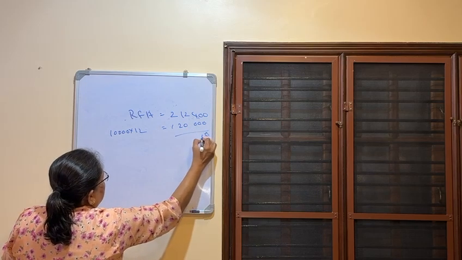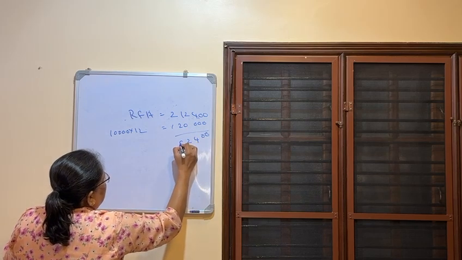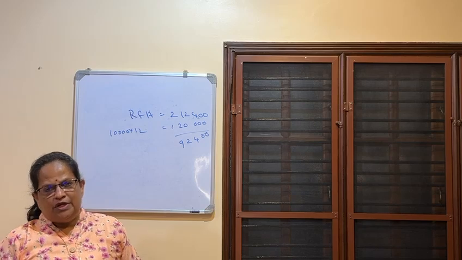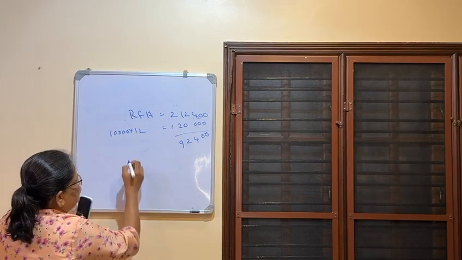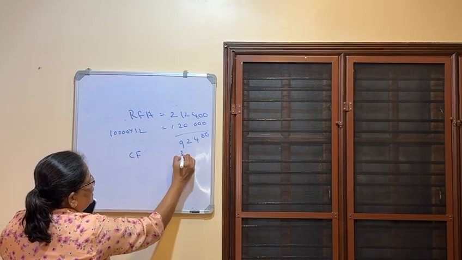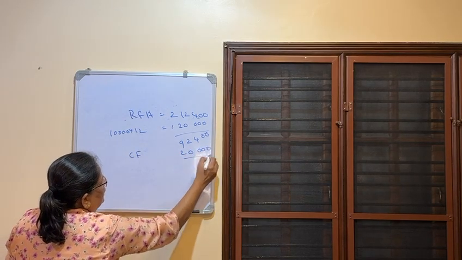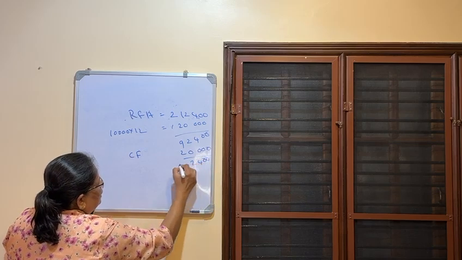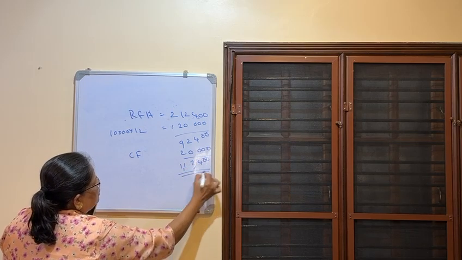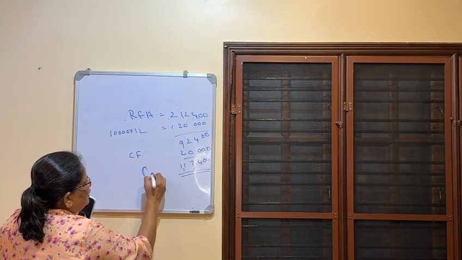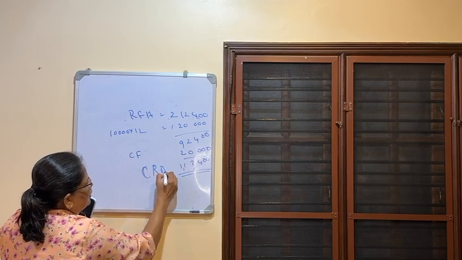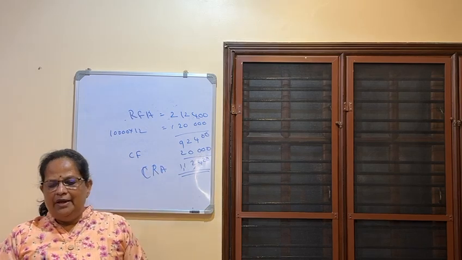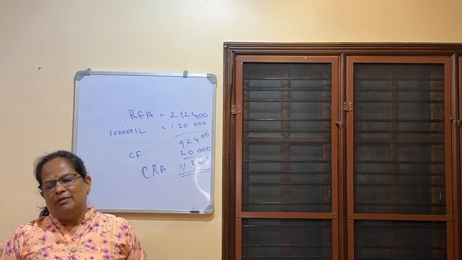So that means 92,400. Now add cost of furnishing, 20,000. 1,12,400 will be the value of concessional rental accommodation. It's not RFA, it's concessional rental accommodation.